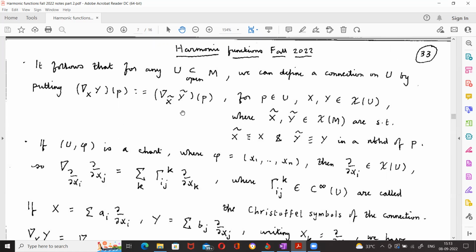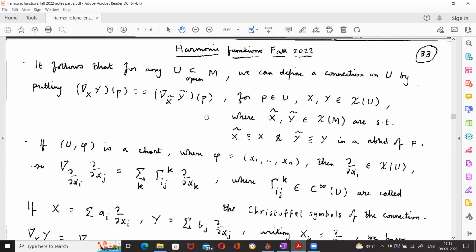Yes, sir. And you can check this satisfies the axioms for a connection on U. So therefore, any connection gives you an induced connection on any open subset of M. So we are able to localize the connection. Is it clear? Yes, sir.